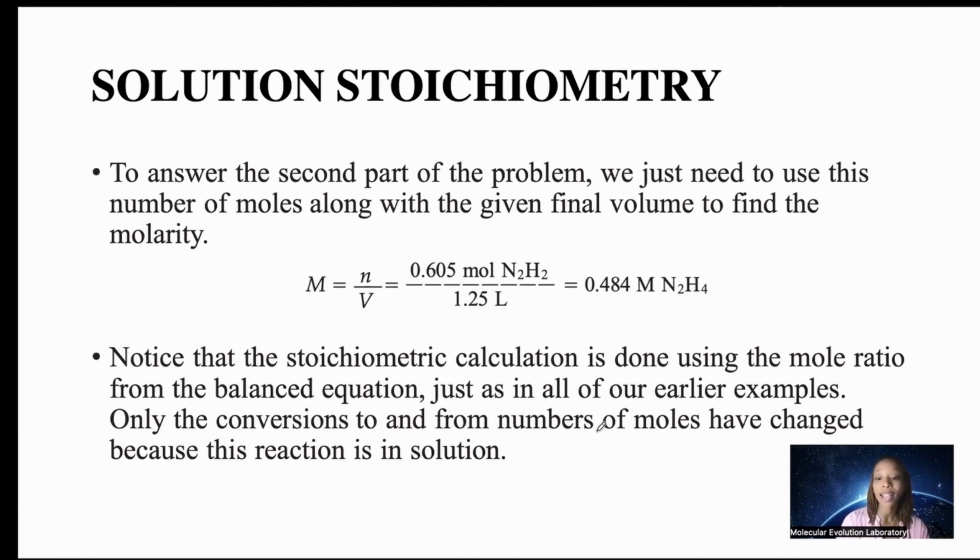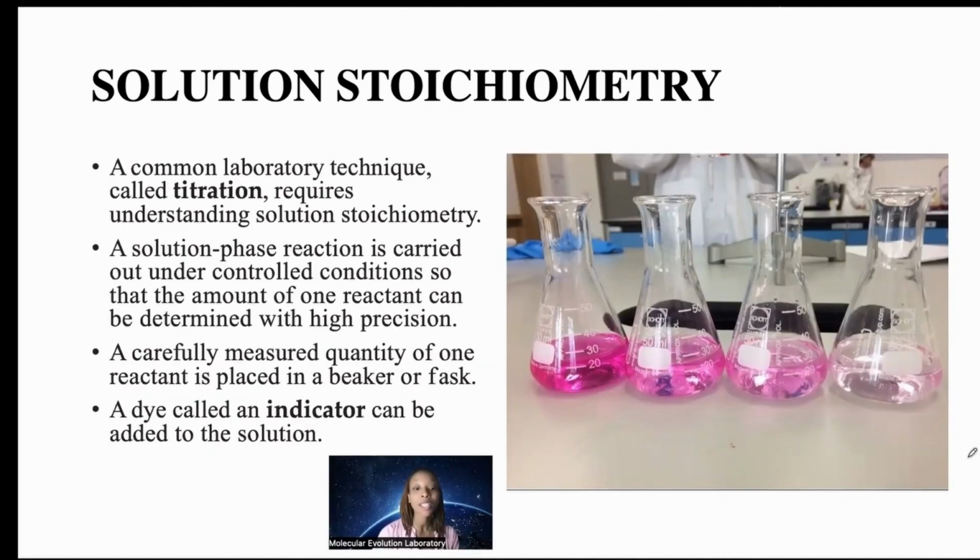Notice the stoichiometry calculation is done using the mole ratio from the balanced equation. Only the conversions to and from numbers of moles have changed because the reaction is in solution. A common laboratory technique called titration requires understanding solution stoichiometry.